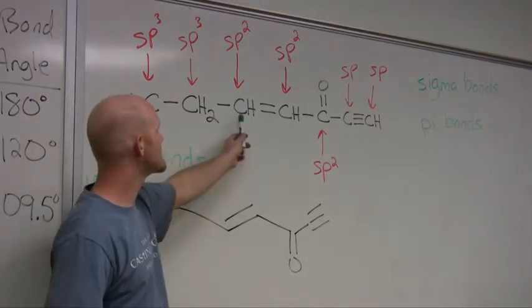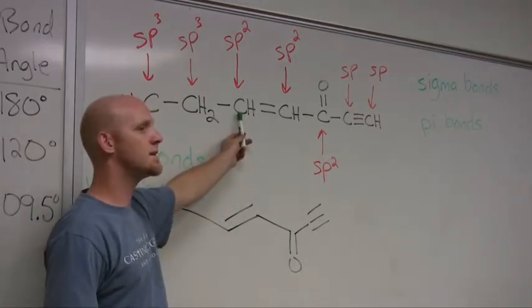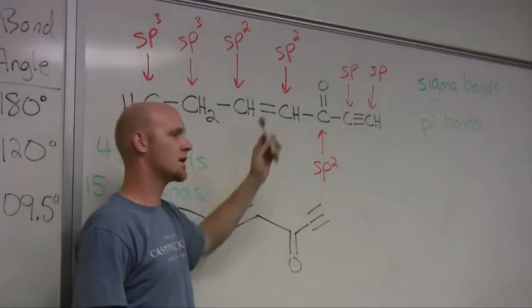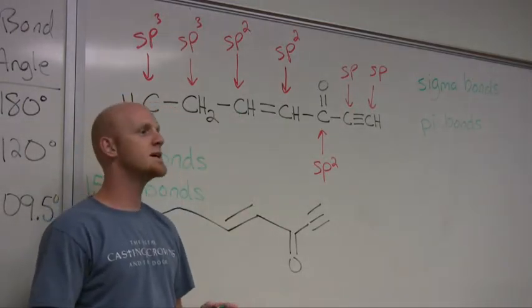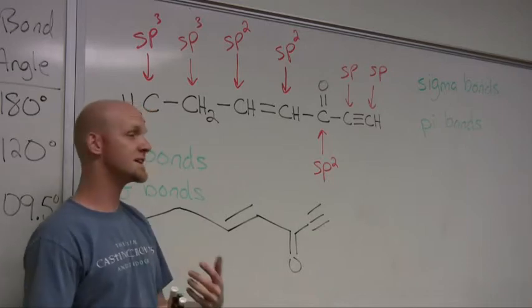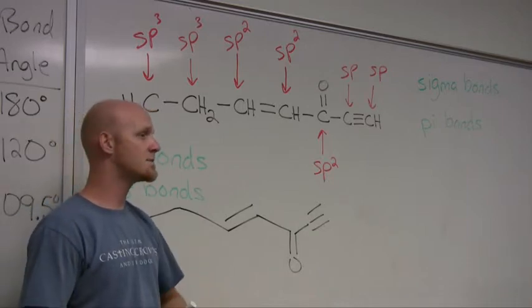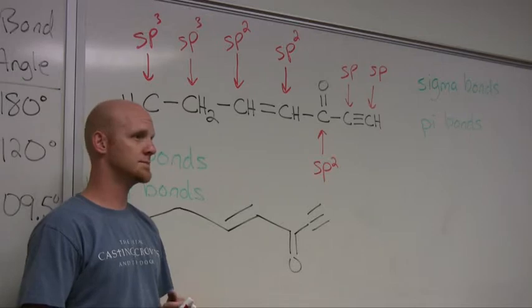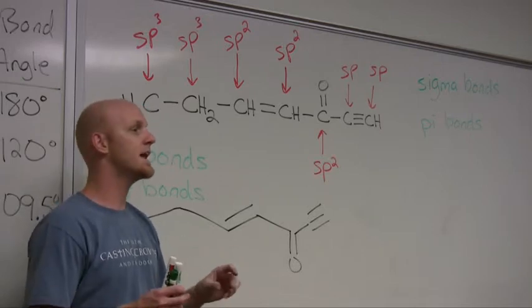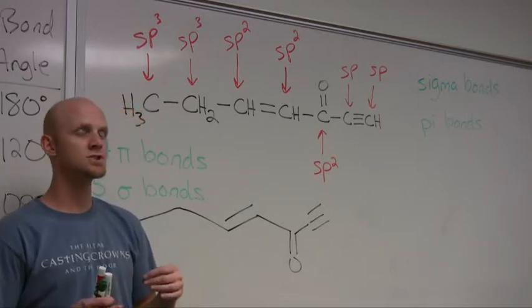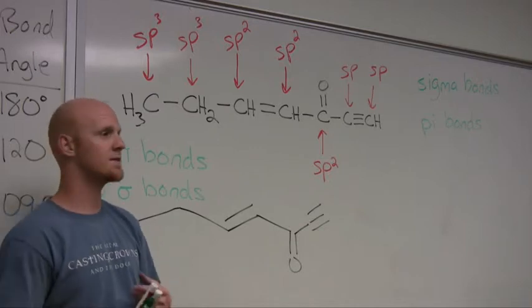But if I say, what's this carbon using to make the sigma bond with this carbon? Well, sigma bonds can be made using anything. If an atom is unhybridized, it'll use its unhybridized orbital, like hydrogen uses an s orbital. But if an atom is hybridized, it will always use a hybrid orbital to make the sigma bond.